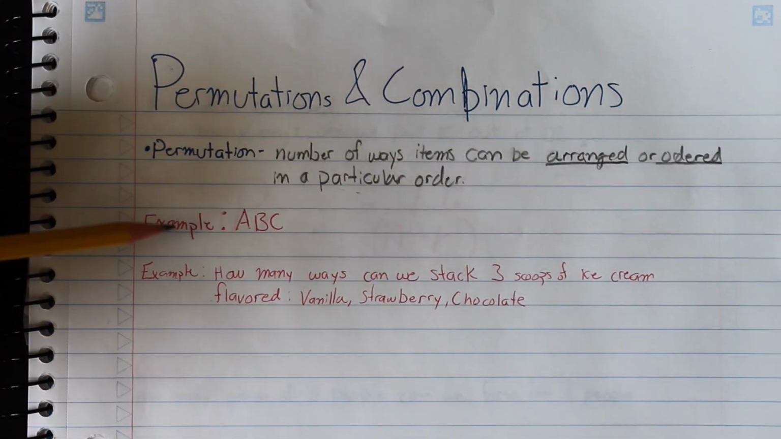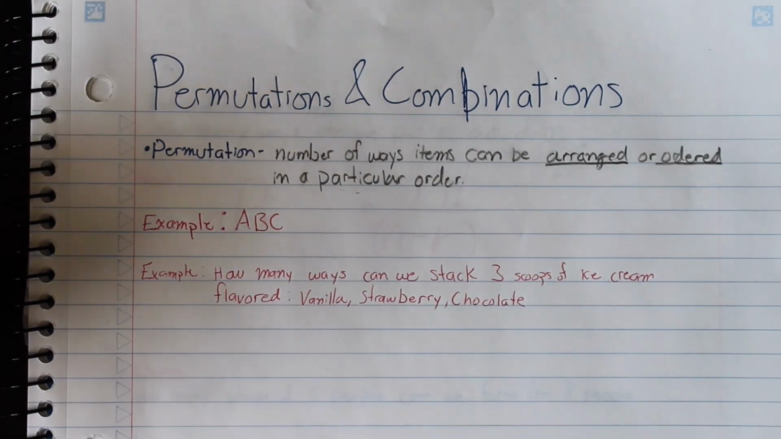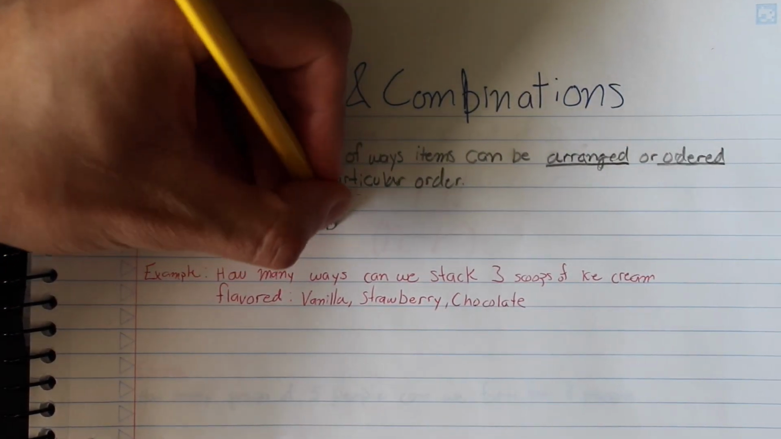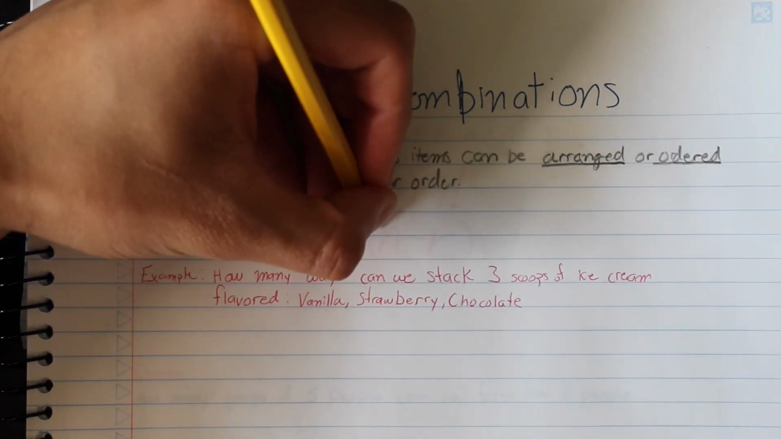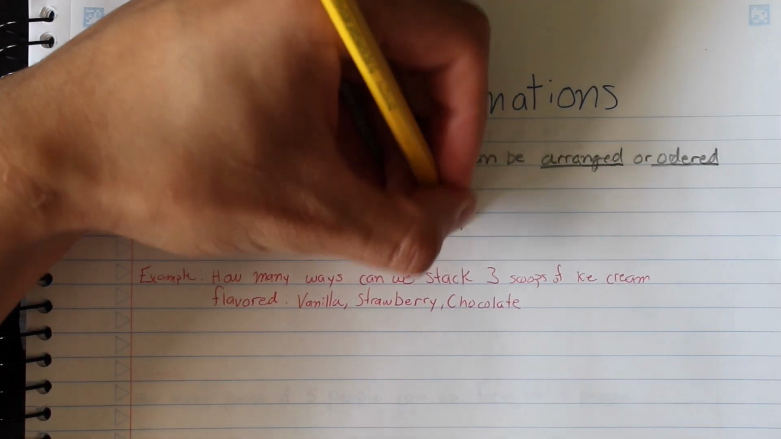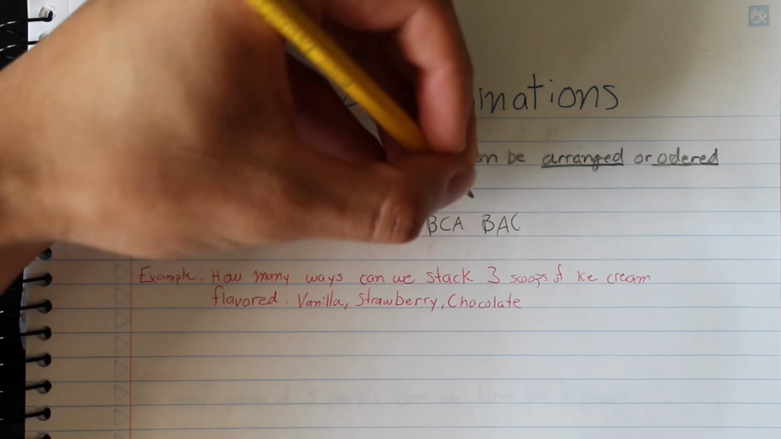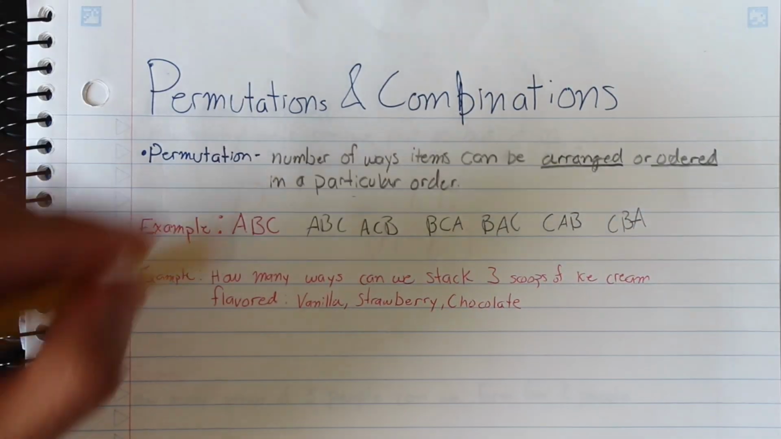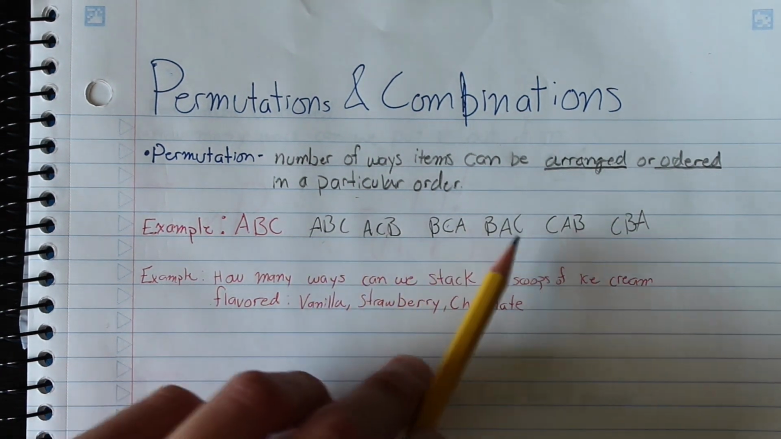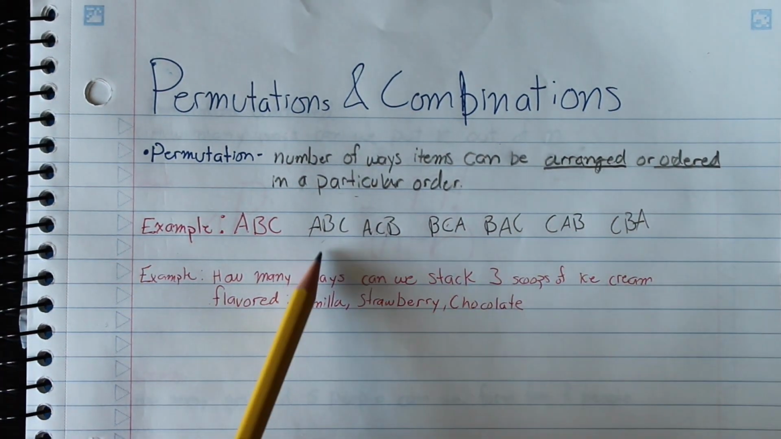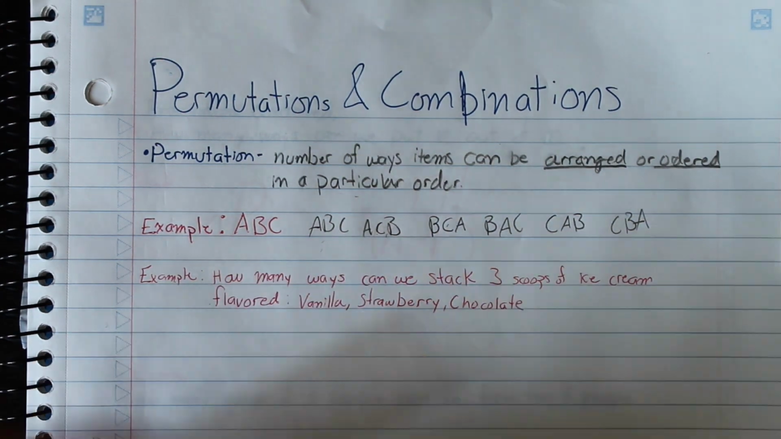So here's an example. How can we arrange A, B, and C? So first we already have A, B, and C. I'll write it again: A, B, C, A, C, B. Then we have B, C, A, B, A, C, C, A, B, and C, B, A. Okay, so over here it should be 6: 1, 2, 3, 4, 5, 6. There are 6 different ways that we can arrange those letters in that order.